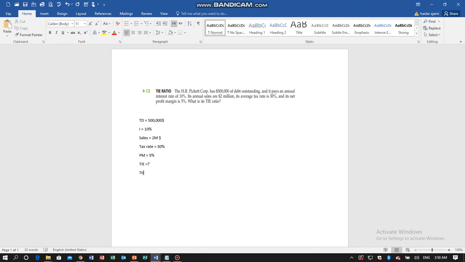The times interest earned ratio is equal to the earnings before interest and tax divided by the interest. So we should calculate the earnings before interest and tax and the interest. Interest, we can get it from the total debt. The interest amount is equal to the total debt times the interest rate.